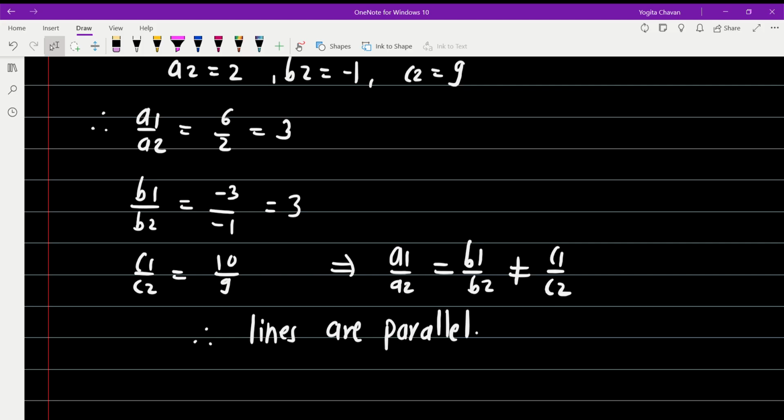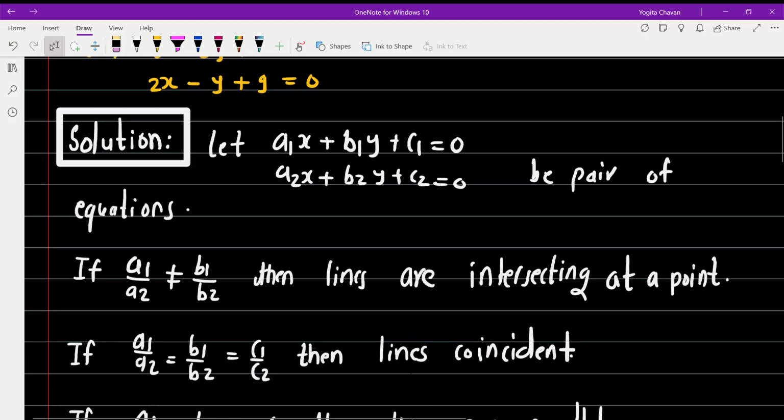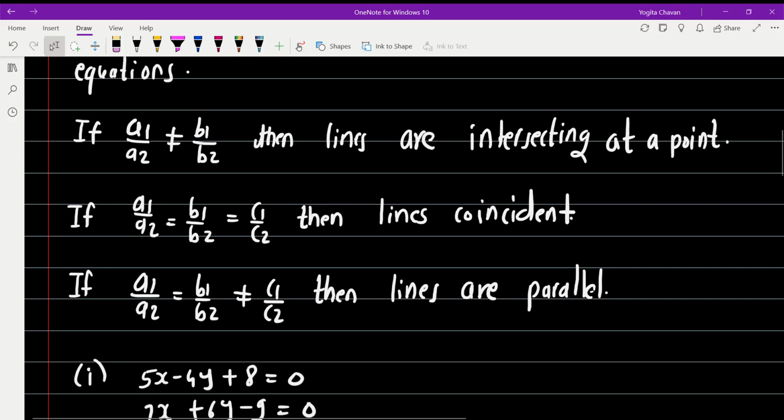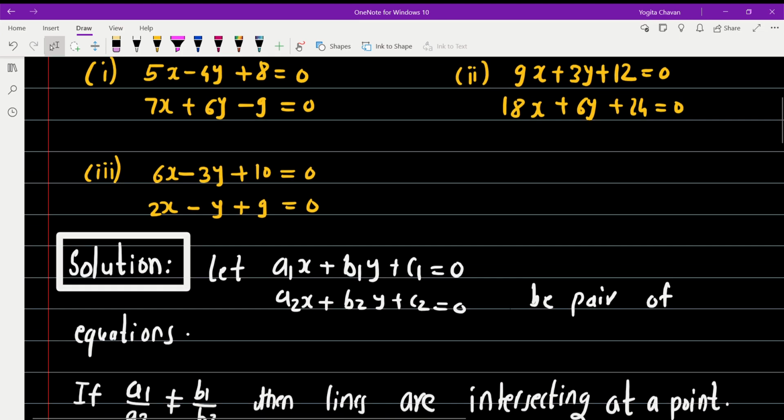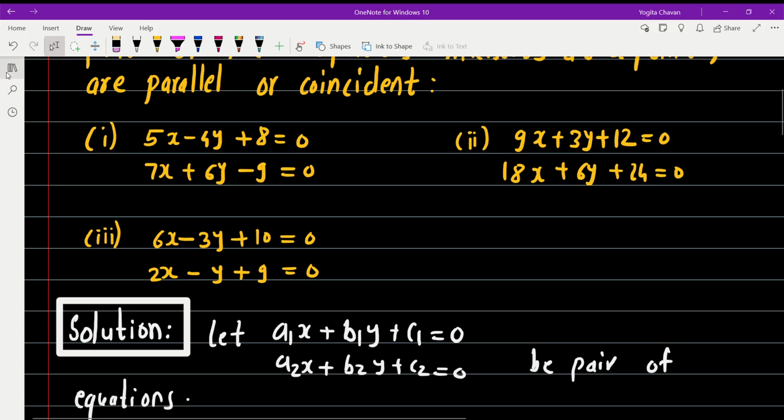Okay. एक कंक्लूजन हम कैसे लिखते हैं? ये जो स्टार्ट में जो मैंने 3 रिजल्ट बताए थे कि a1 upon a2 is not equal to b1 upon b2 रहा तो लाइन्स आर इंटरसेक्टिंग एट अ पॉइंट. तीनों रेशियो सेम रहा तो लाइन्स कोइंसिडेंट. And if a1 upon a2 is equal to b1 upon b2 and is not equal to c1 upon c2, then lines are parallel. Okay. So this problem done. Now see the next problem.